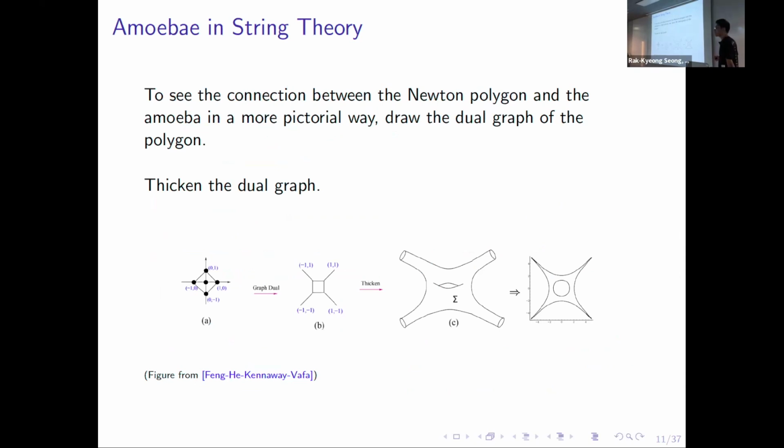Oh, from here to here? Oh, no, it's just an illustration. Like if we project it, we have this.